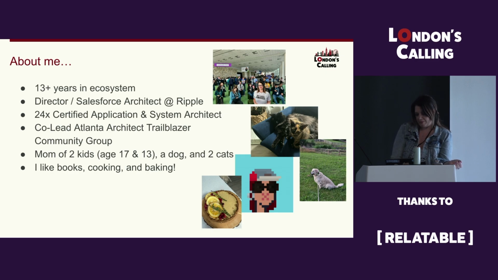And then just about me, I'm a mom, I have 2 kids, they're 17 and 13. I love animals, I have a dog and 2 cats. And hobbies, I like books, cooking, and baking. So I just put some pictures so you can see my kitties and my doggy and all that kind of stuff. So that's a little about me.